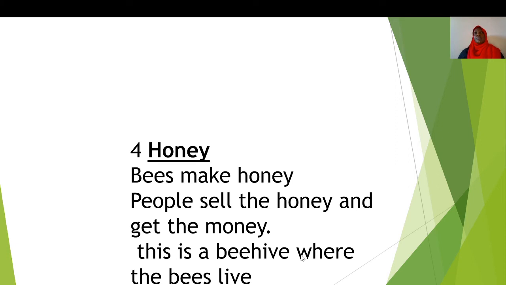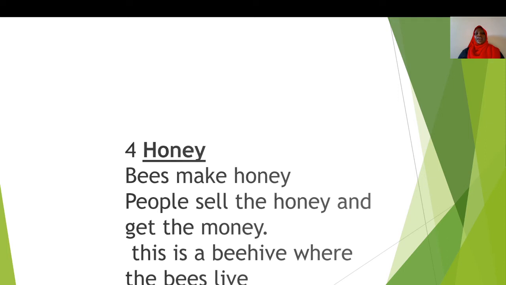After the beekeepers harvest the honey from where you've kept your beehive. The beehive is where the bees live. So after the farmer harvests the honey from what is inside the beehive, then you take that honey to the market, or you can use it back at home.